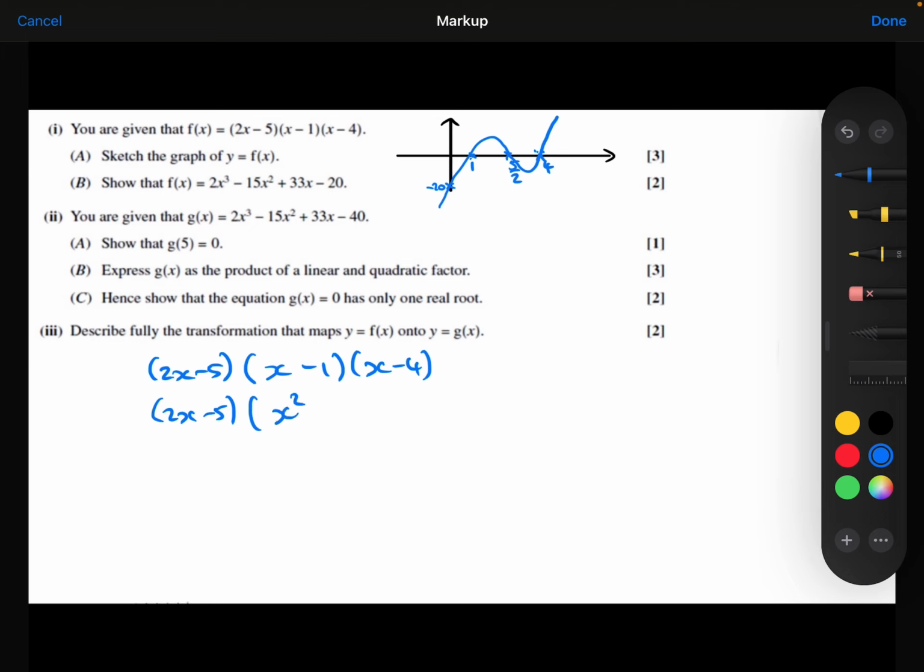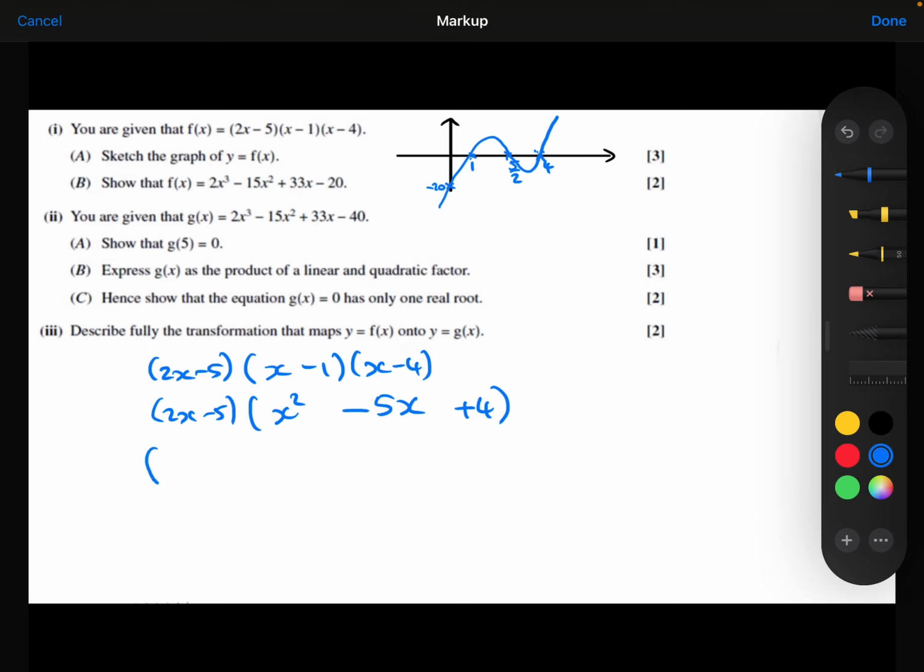So x times x is x squared. x times the minus 4 is minus 4x. Minus 1 times x is minus 1x. And the minus 1 times the 4 is plus 4. You can then see that we can collect together those two terms in the middle there to be minus 5x.